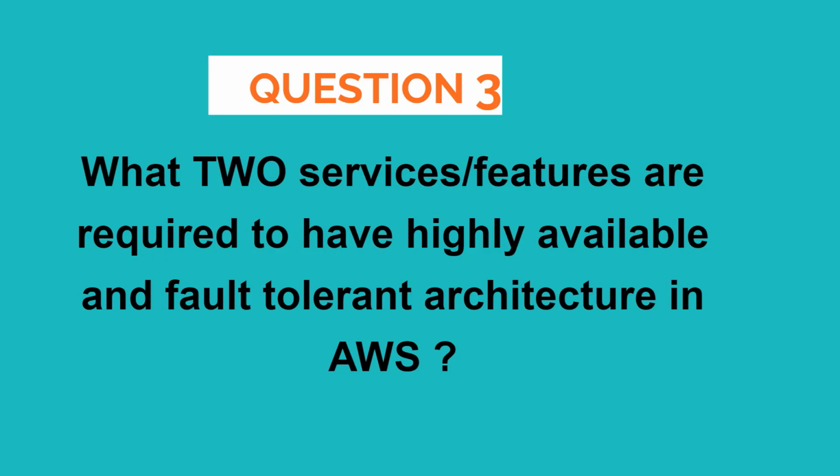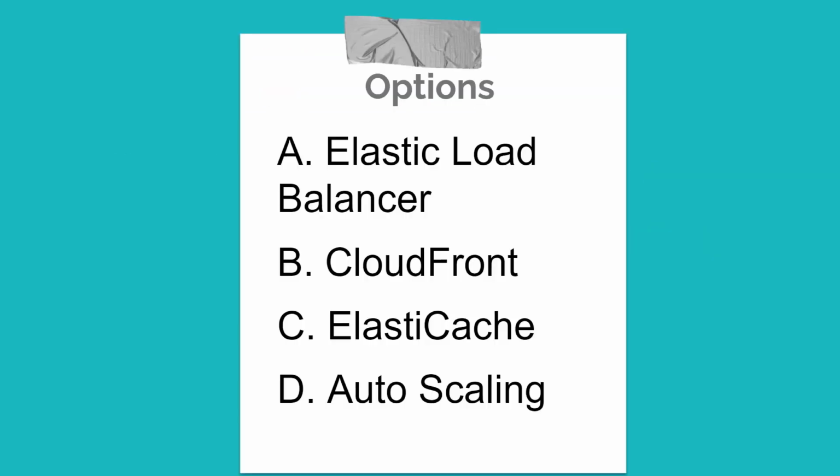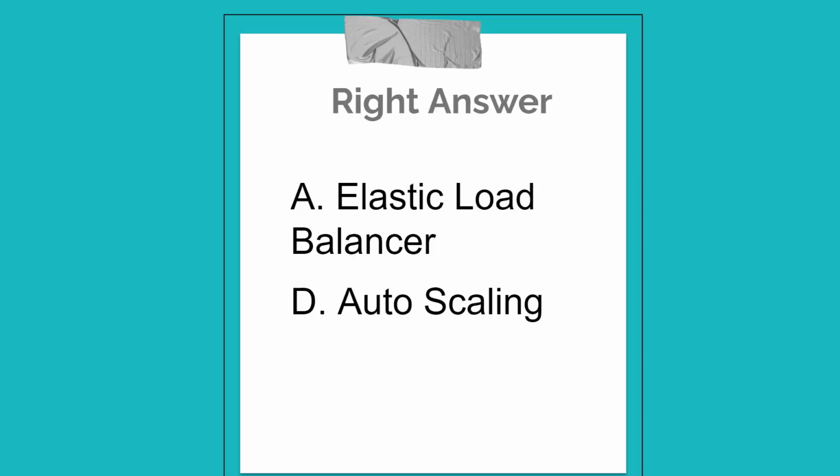Question 3. What TWO services/features are required to have highly available and fault-tolerant architecture in AWS? Option A. Elastic Load Balancer. B. CloudFront. C. Elasticache. D. Auto-scaling. Right answer is A. Elastic Load Balancer. D. Auto-scaling.